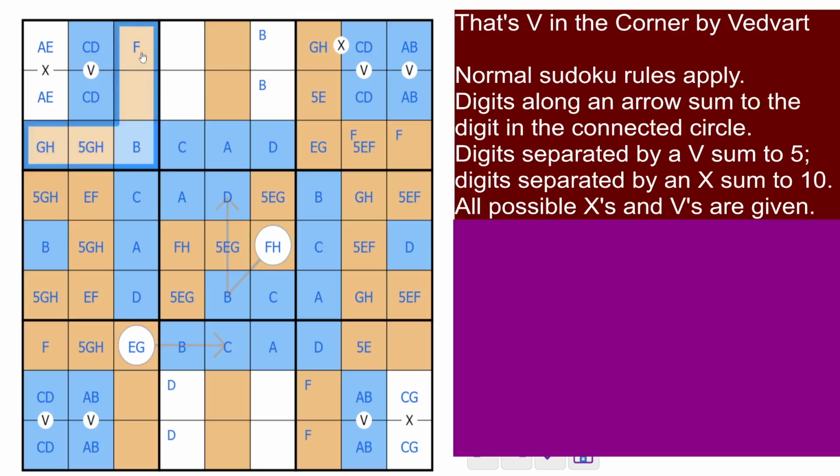So where is E here? That has to be E, right? That's the only place for E here. Oh, E is already here. Sorry, my bad. So that's 5GH. Just simply put that. That's 5GH.